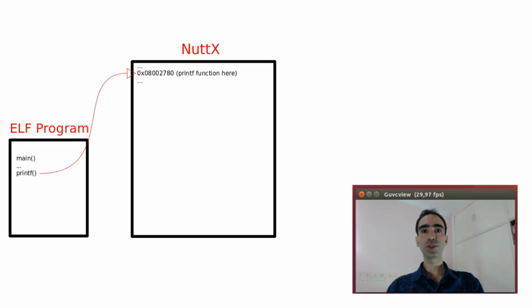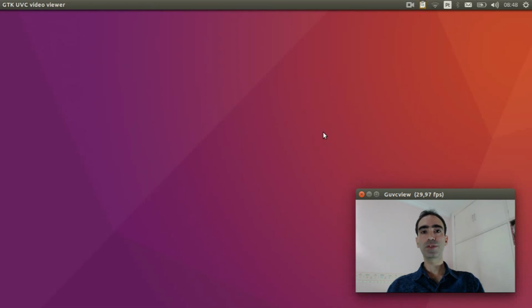The third option doesn't use the symbol table. It just links the ELF file to the function address in the memory. The drawback of this approach is if you change the firmware in the board, the external program will stop to work because the function address will change. This way, every time you change the NuttX firmware, you need to compile again your external program.